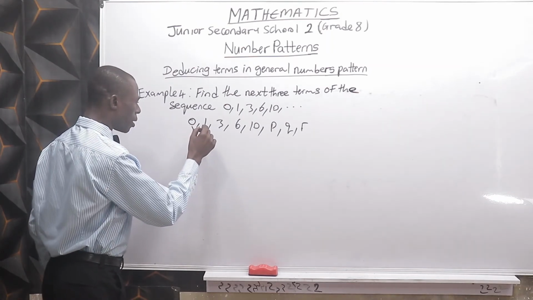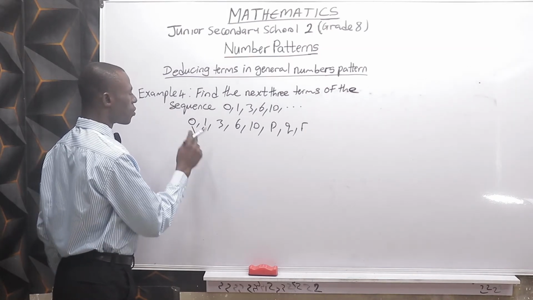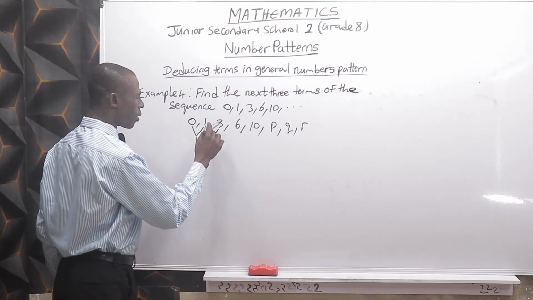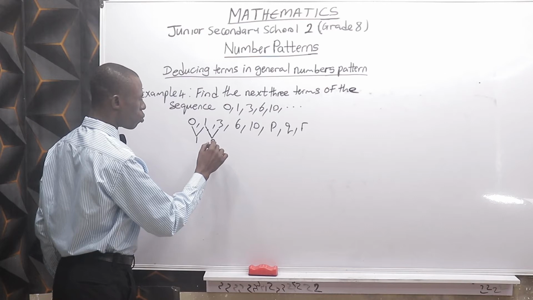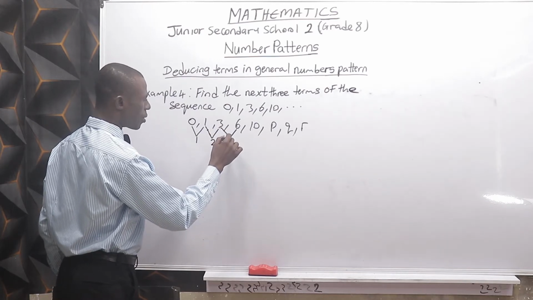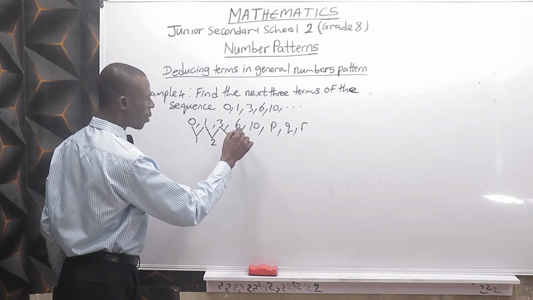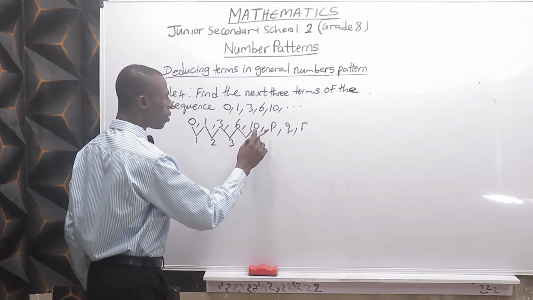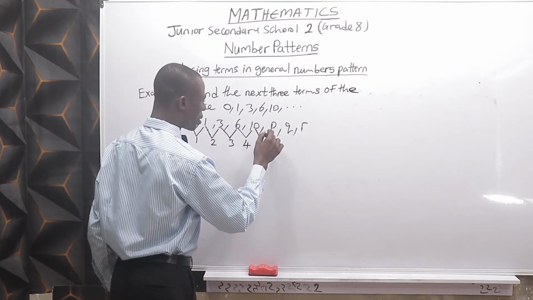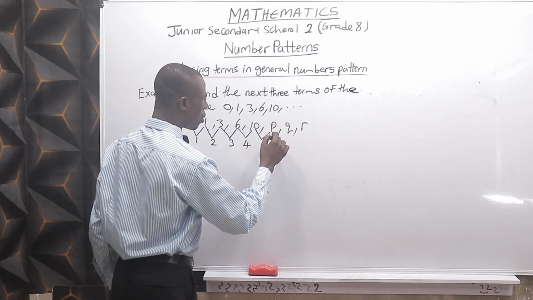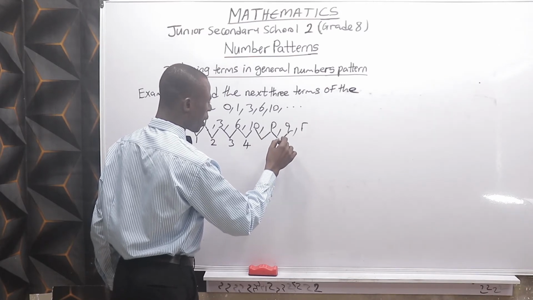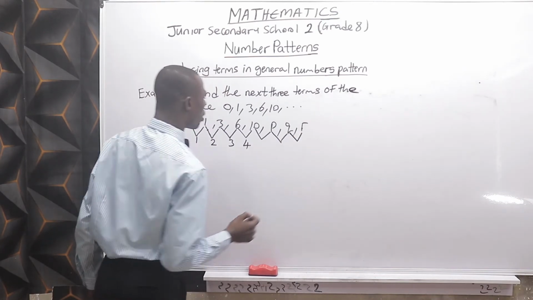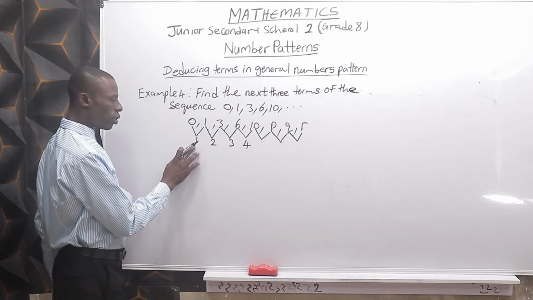Between 0 and 1, the difference is 1. If you subtract 0 from 1, you get 1. Between 1 and 3, the difference is 2. Between 3 and 6, the difference is 3. Between 6 and 10, the difference is 4. Now, what's the difference between 10 and the unknown number p? Also between p and q, and between q and r. What do we do? Check the sequence.